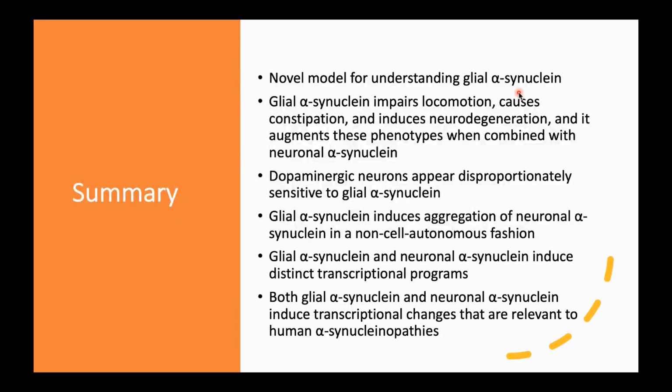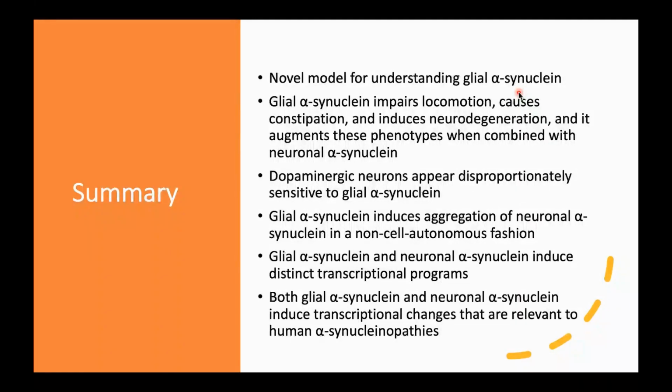So to just summarize this part of the talk, this is a novel model for understanding glial alpha-synuclein that we hope will shed some light on this devastating disease, multiple system atrophy. I've shown that glial alpha-synuclein impairs locomotion, it causes constipation and induces neurodegeneration, and it also augments all of these phenotypes when combined with neuronal alpha-synuclein. Interestingly, dopaminergic neurons appear to be disproportionately sensitive to the presence of glial alpha-synuclein. And in fact, glial alpha-synuclein induces aggregation of neuronal alpha-synuclein in a non-cell autonomous fashion.